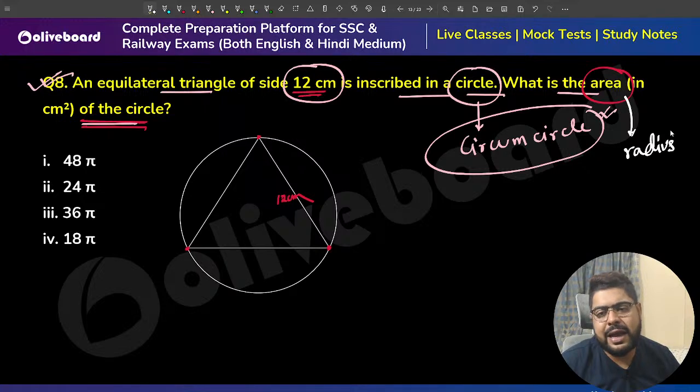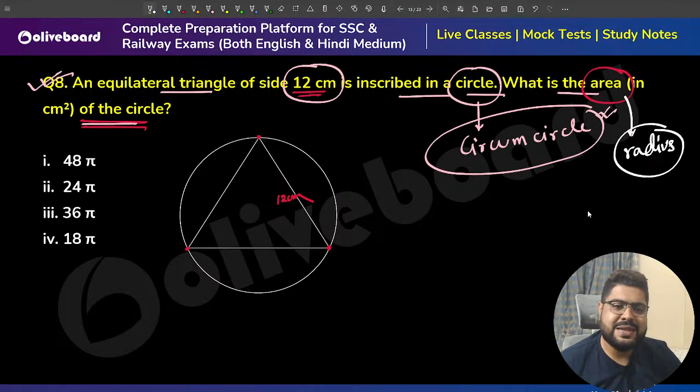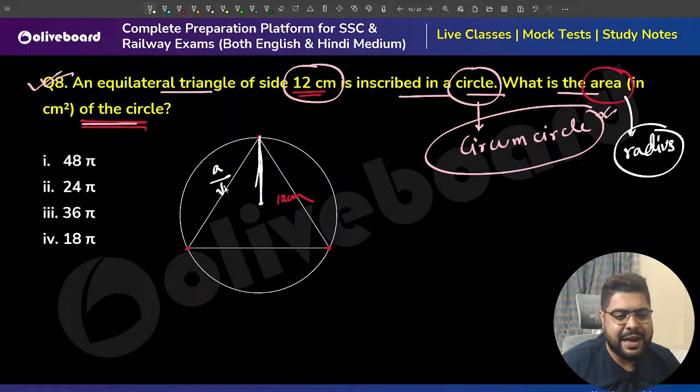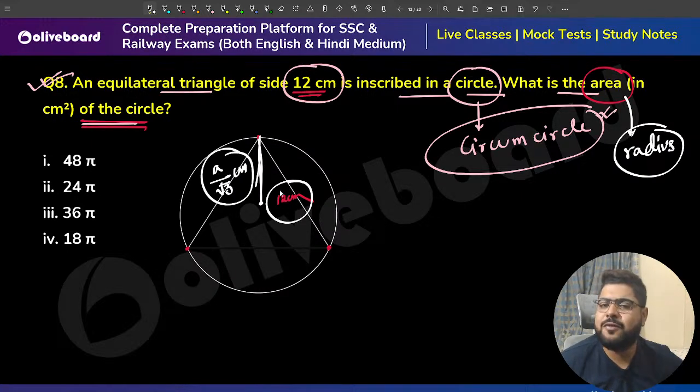Pi r square, r is your radius. So radius will be what, sir? Always remember the radius of a circumcircle. If you do not know, this is a divided by root 3 centimeter, if a is the side of this particular triangle. Now, why this happens? Please understand. Do not blindly follow this. Do not always follow the formulas blindly.